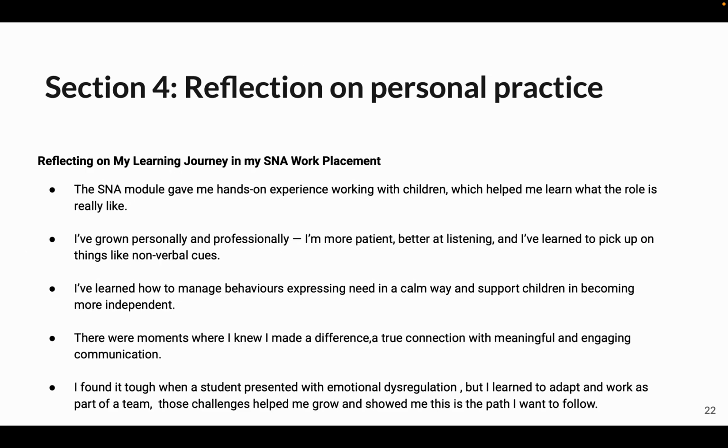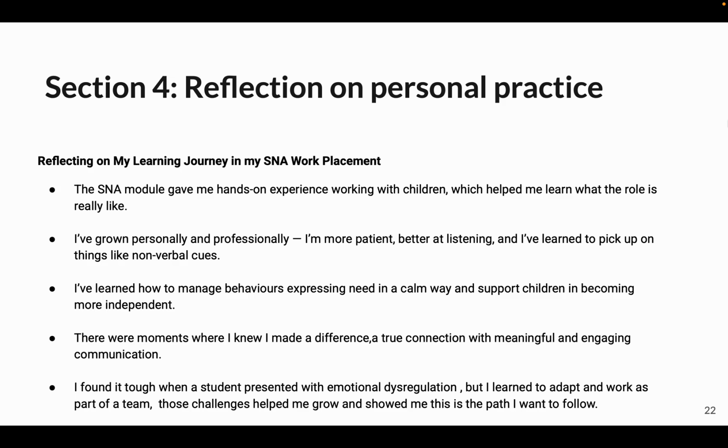Reflecting on my learning journey in my SNA work placement. The SNA module gave me hands-on experience working with children, which helped me learn what the role is really like. I've grown personally and professionally. I am more patient, better at listening, and I've learned to pick up on things like non-verbal cues. I've learned how to manage behaviours, express needs in a calm way, and support children in becoming more independent.